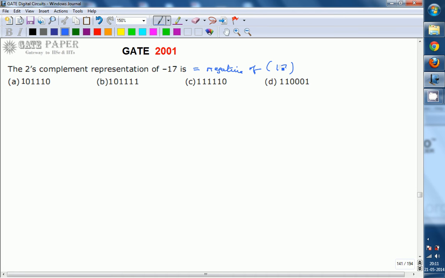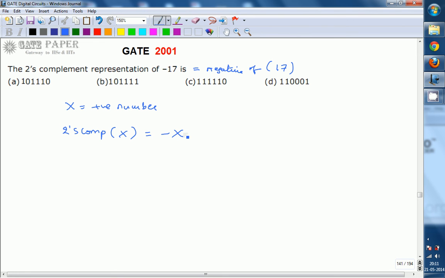So how do you represent negative numbers? In digital, negative numbers are represented by using either signed magnitude, 1's complement, or 2's complement. For example, if x is a positive number, then the 2's complement of x is equal to minus x.